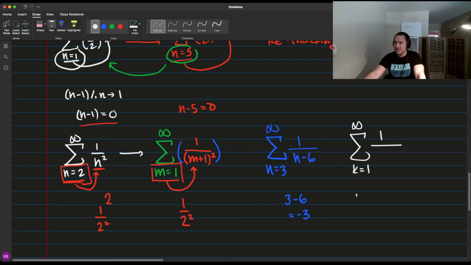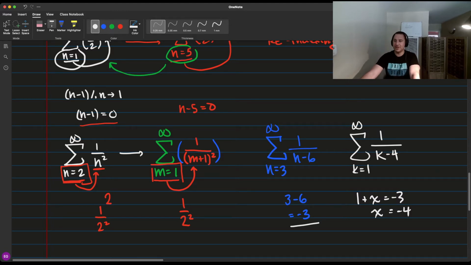So what do I need to do to k, which starts at 1? I need to add something to it so I get negative 3. If you subtract 1 from both sides, you get minus 4. So according to this, I need k minus 4. Because if you plug in k equals 1, what's 1 minus 4? The negative 3 that I got over here. Just like when I plug n equals 3 into n minus 6, I get negative 3.